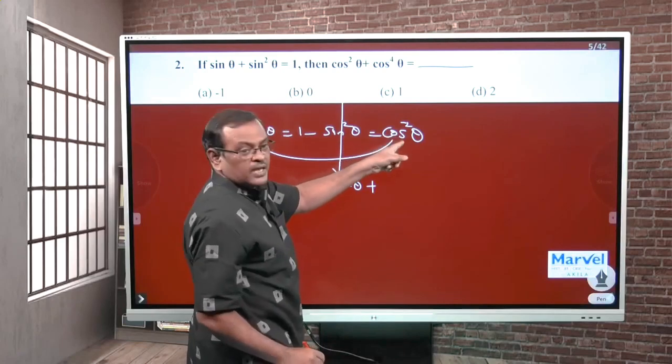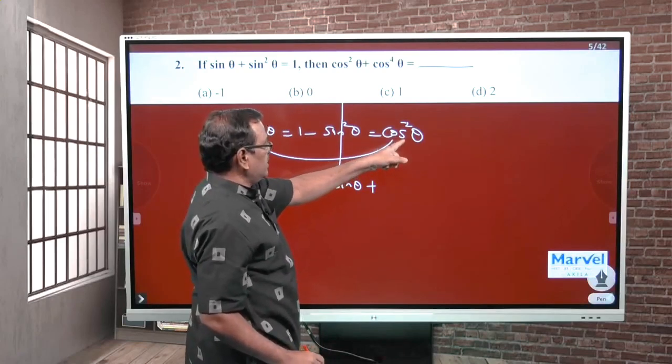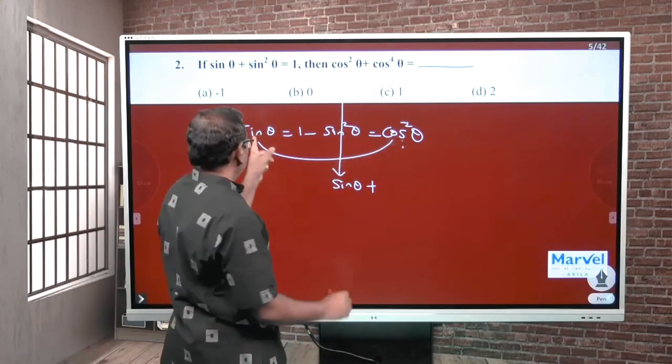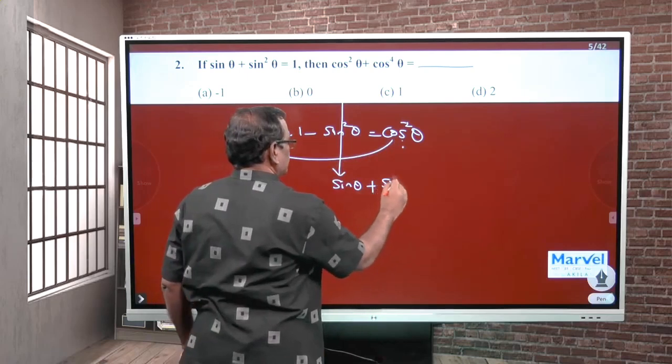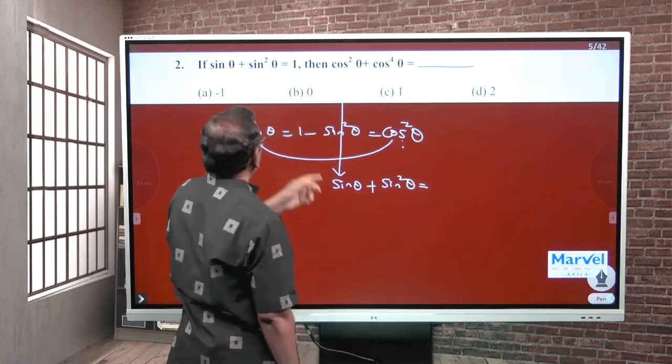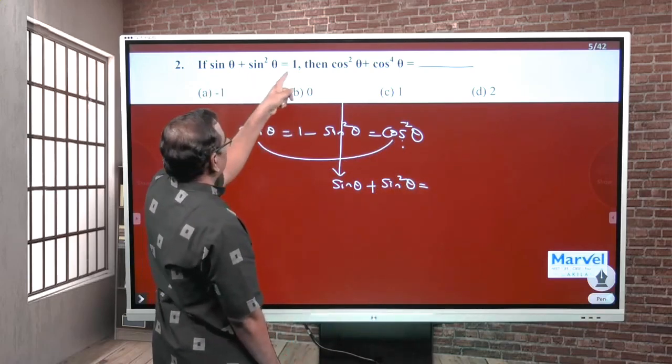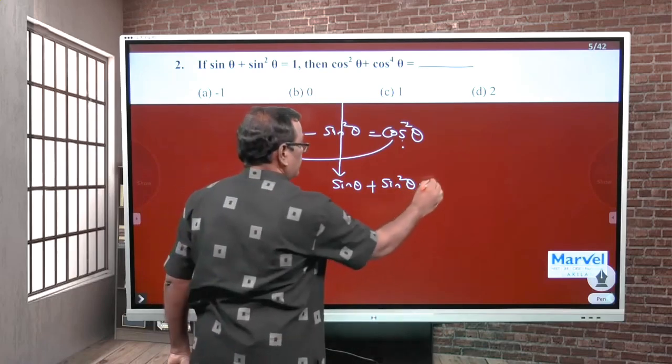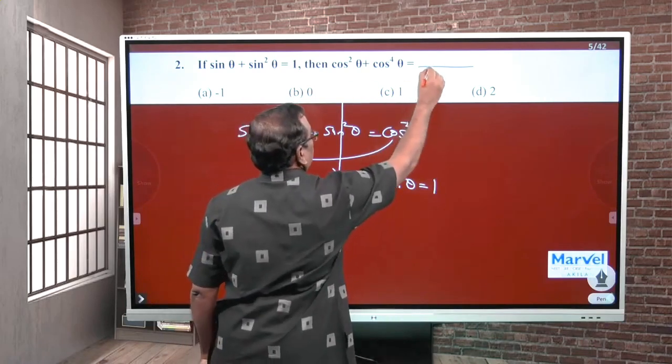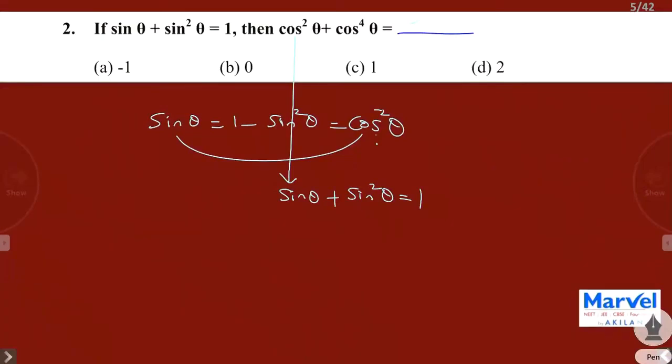If you square this cos square theta, that becomes cos power 4 theta, and this becomes sin square theta. As for the given condition, sin theta plus sin square theta equal to 1. Therefore, the value of this expression equal to 1. Option C is correct.